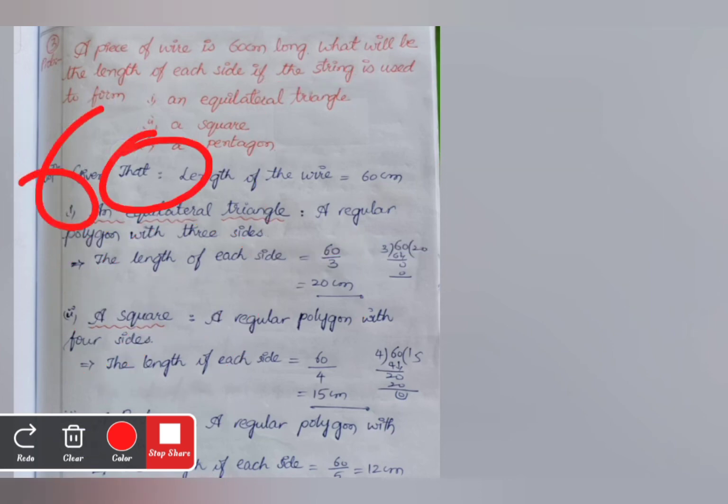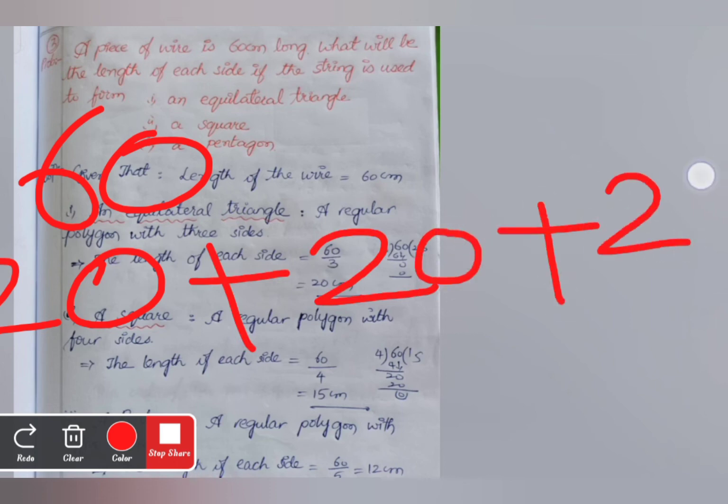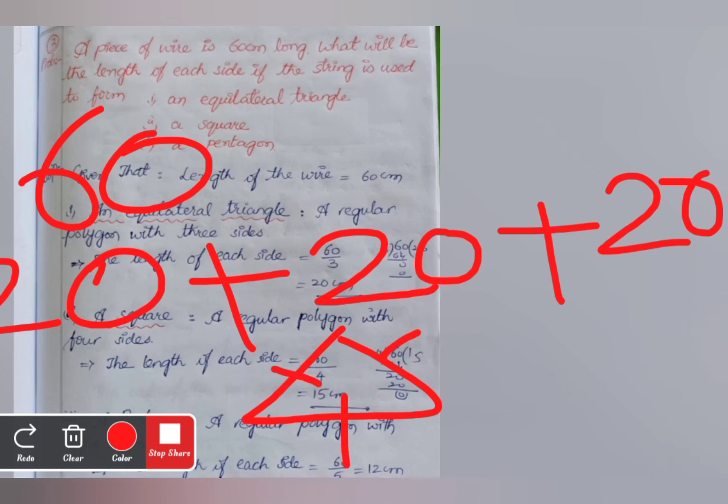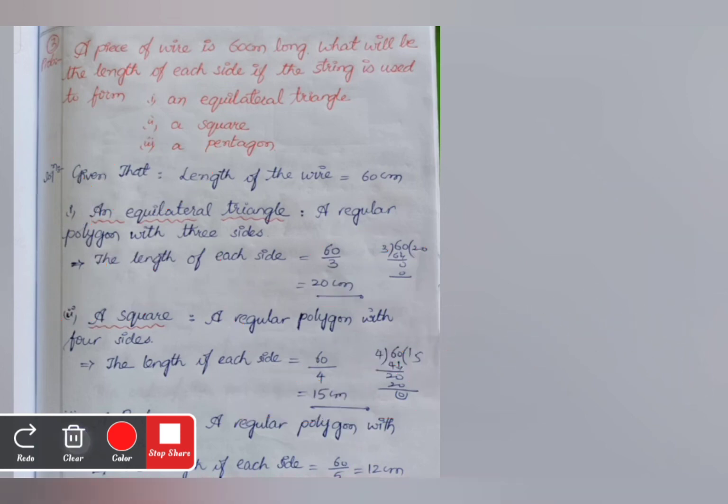Madam, 20. Very good. 20 plus 20 plus 20. So here we can form an equilateral triangle in which each side will be 20 centimeter. Very good, Rimsha. Okay, next, the square.